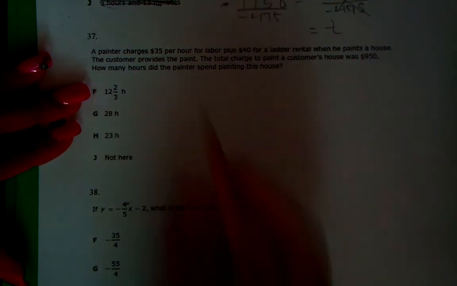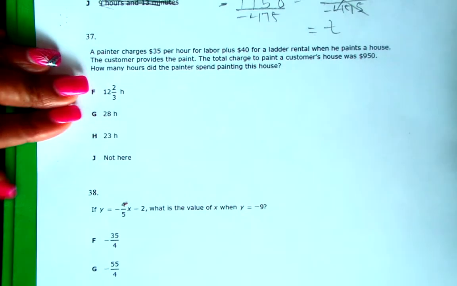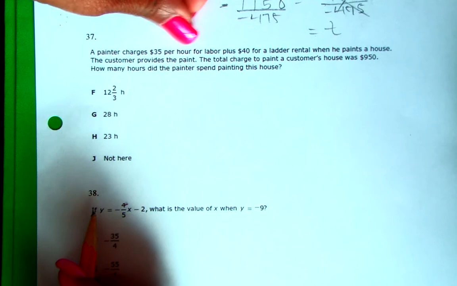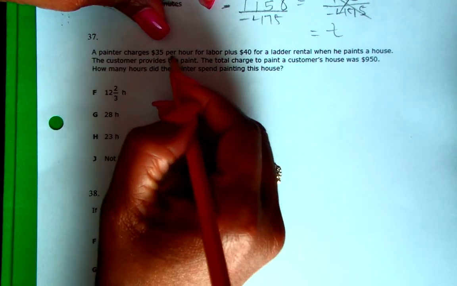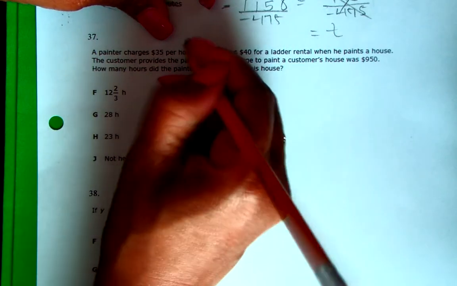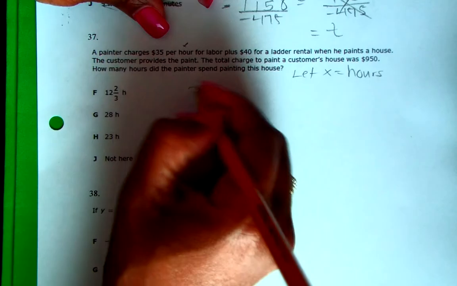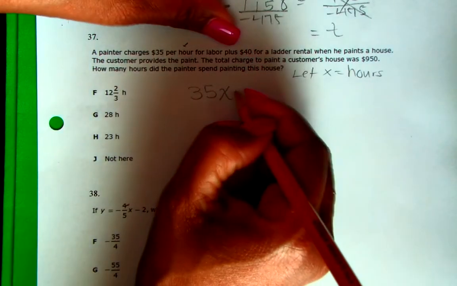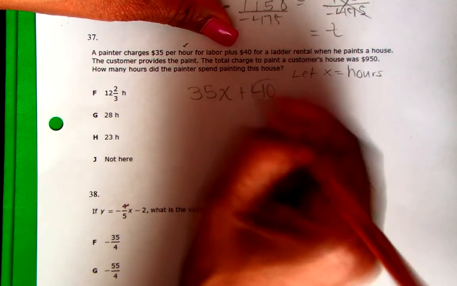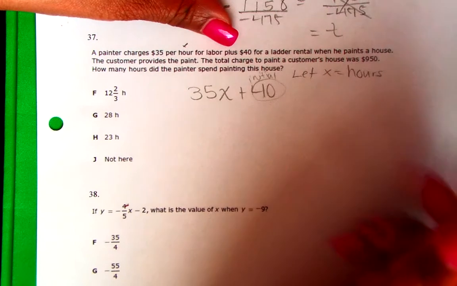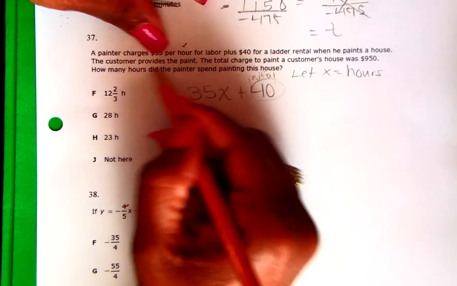Okay, here we go. A painter charges $35 per hour for labor plus $40. Okay, so let X equal hours. I got $35 per hour for labor plus $40 for the ladder rental. So that's the initial cost. Because you got to rent the ladder, that's what that's for. So no matter what, you got to get the $40 when he paints a house. The customer provides the paint.